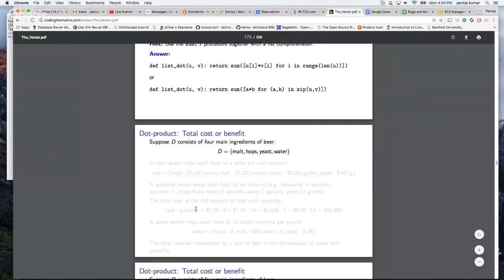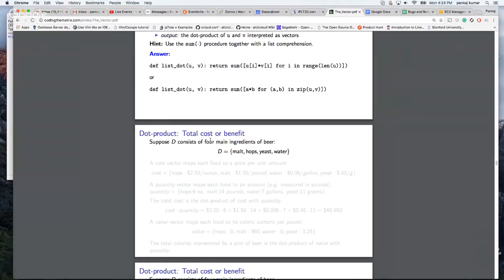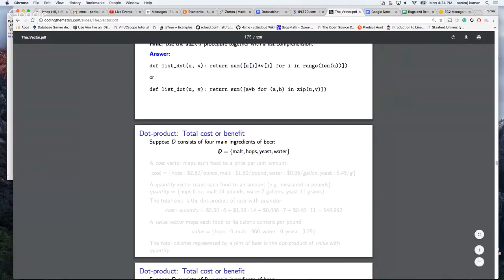Let's not go there. So for example here, you could find the total cost of beer using the dot product of the cost vector and the quantity vector.